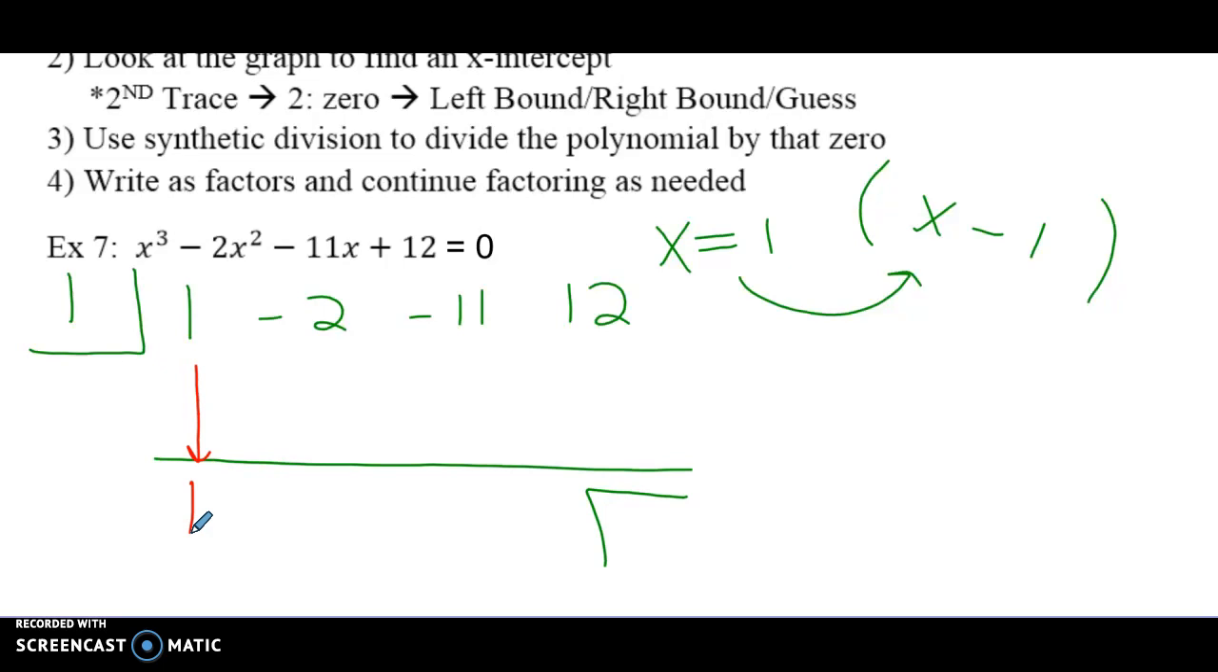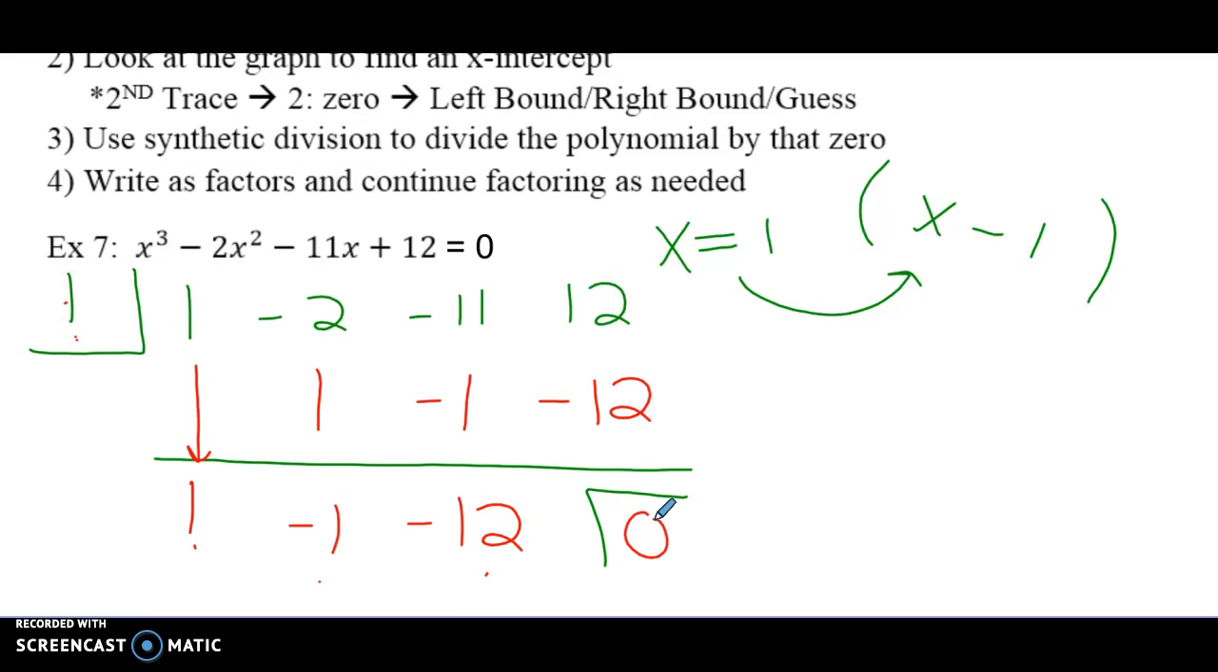We multiply. 1 times 1 goes here. Add down for synthetic division. So we get -1. Then you multiply 1 times -1 and put it here, it's -1. Add down, -12. 1 times -12 is -12.